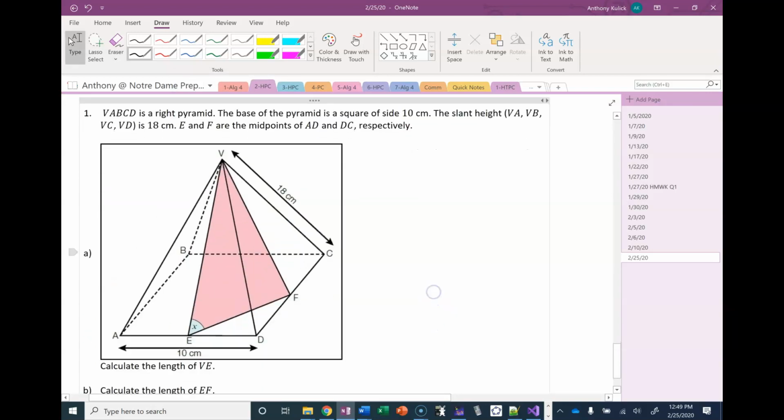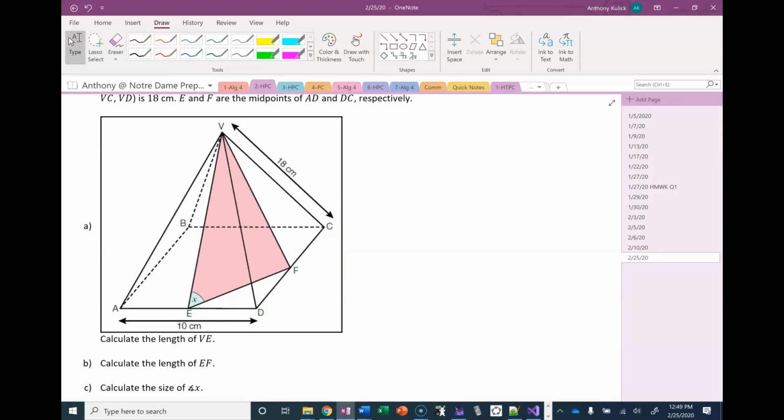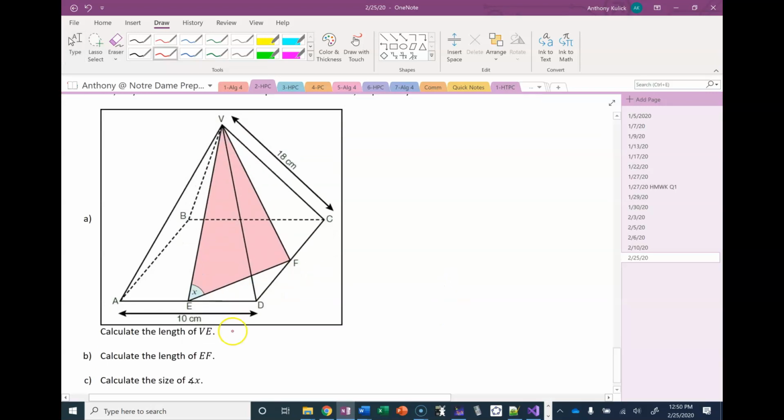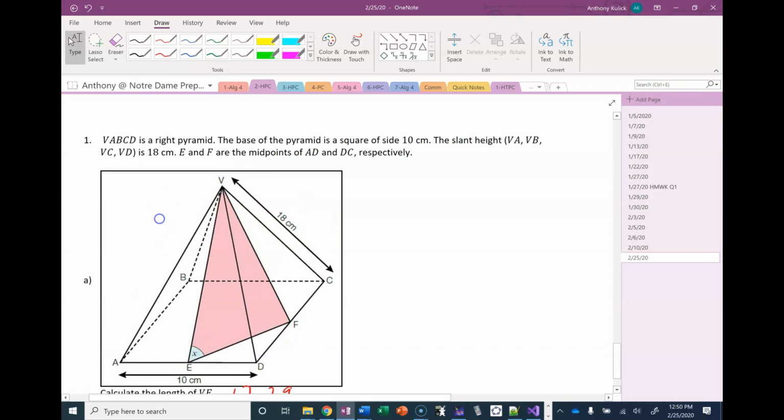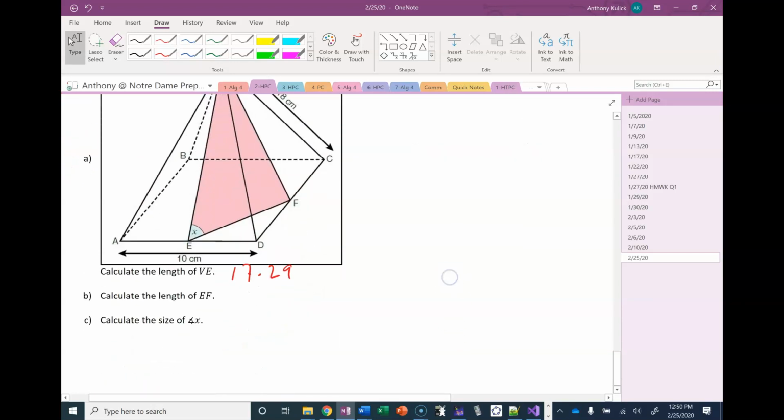All right. So, right pyramid, the base is a square with side lengths of 10. The slant heights are 18. E and F are midpoints. And we wanted to calculate the length of VE. Bridge, you said you got that part. What did we get for that? 17.2. This is 13, right? Okay, I had 17.29, but okay, cool.